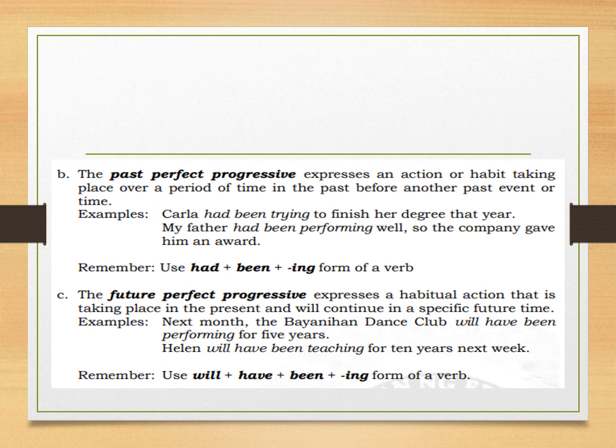Letter C, the future perfect progressive. It expresses a habitual action that is taking place in the present and will continue in a specific future time. Examples: Next month, the Bayanihan Dance Club will have been performing for 5 years. And Helen will have been teaching for 10 years next week. We use will and have and been and the -ing form of the verb.